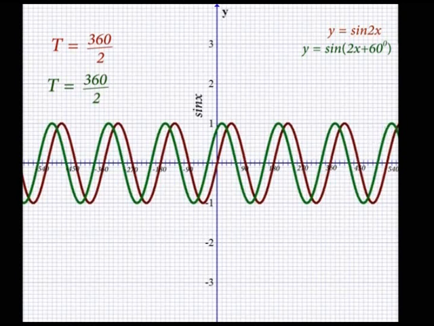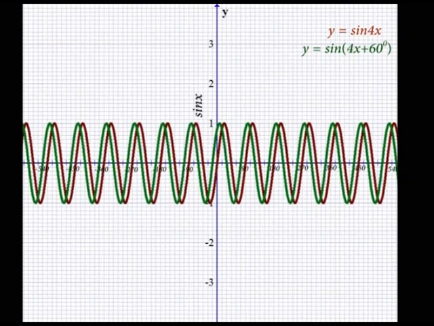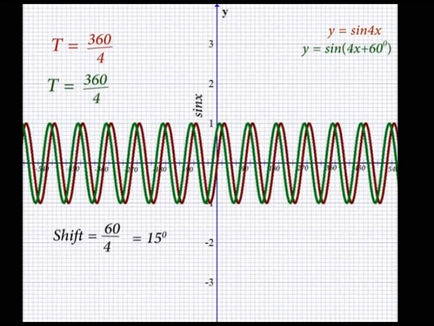In simple terms, to get the shift, we also divide the c value by b. That is 60 over 2, which gives us 30 degrees, and that is our shift. If we had sin 4x and sin 4x plus 60, the period will be 360 over 4, that is 90, and the shift will be 60 over 4, that is 15 degrees. And you can see that from the graph.